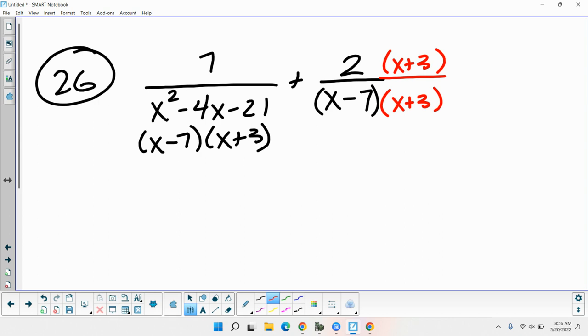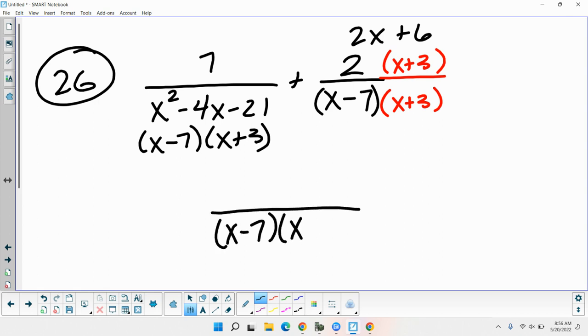So I had to multiply the second denominator by x plus 3, so I multiplied the second numerator by x plus 3. Remember, whatever you do at the bottom, you've got to do at the top. So this becomes 2x plus 6, and now I can combine like terms. Whatever shows up, gotta put it down. That's right. Don't forget that.